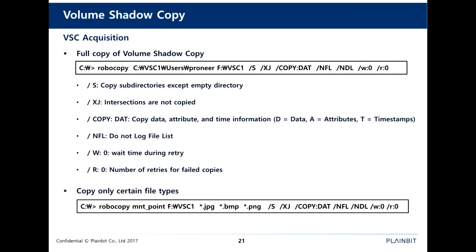There is a way to image the entire VSC volume, but there is also a way to copy all the files stored on the VSC volume using RoboCopy. RoboCopy supports robust file copying as a built-in command in Windows. The following is an example of using the RoboCopy command to copy files stored in the VSC volume, and an example of copying only certain types of files.